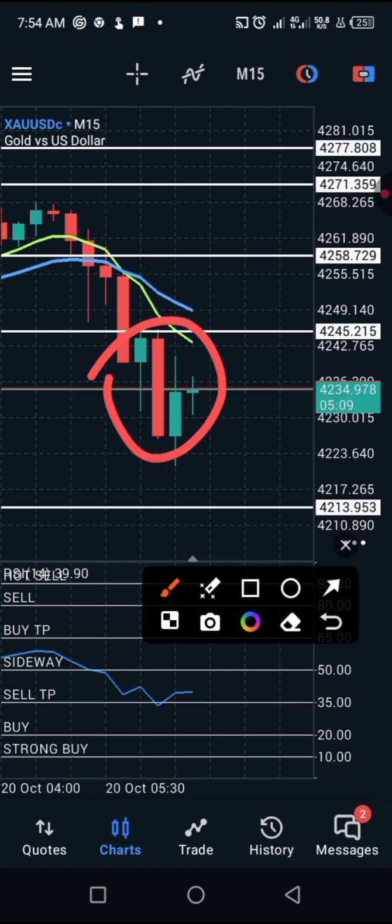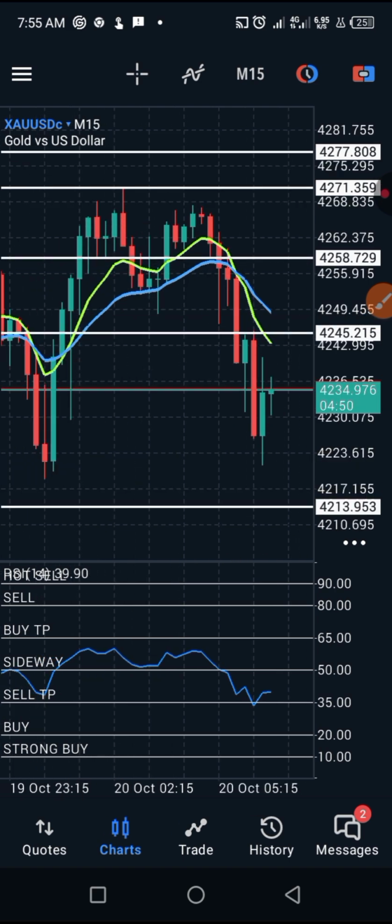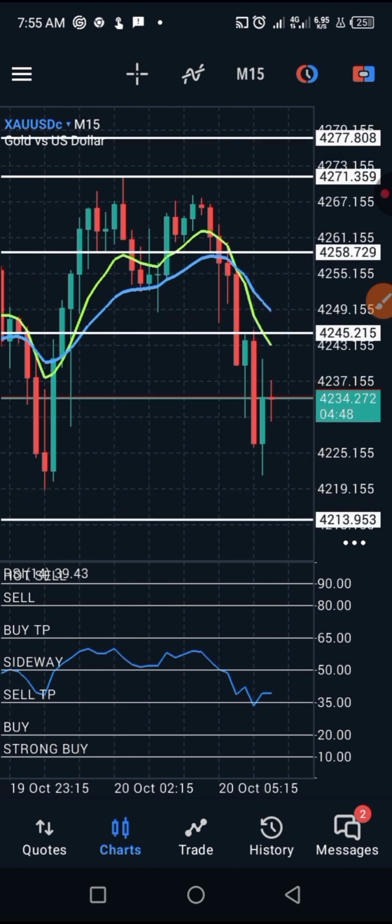It has broken a previous support level. That support level is 42.45. However, short buys can still be caught because the market won't just give in to sellers like that. Gold is very fast. The market won't just give in to sellers like that. So what is our current support, the most current support?